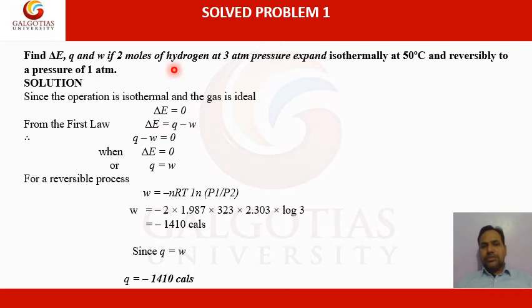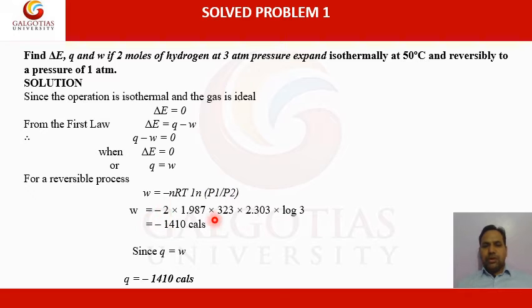The solution to this question is that since the operation is isothermal and the gas is ideal, delta E is equal to 0. The first law of thermodynamics is that delta E is equal to Q minus W. So here Q minus W is equal to 0. When delta E is equal to 0, Q is equal to W. For the reversible process, W is equal to minus nRT log P1 upon P2.